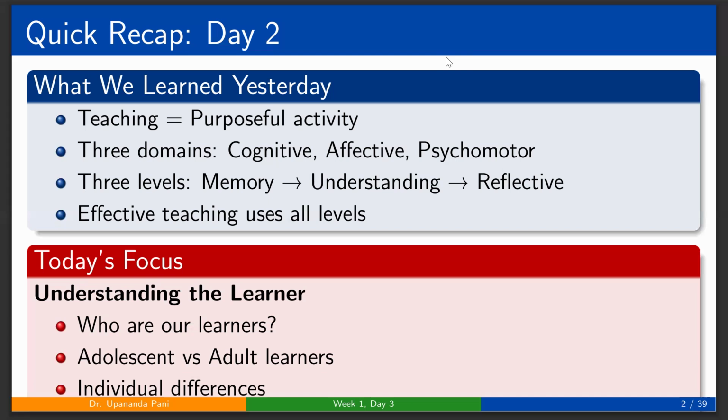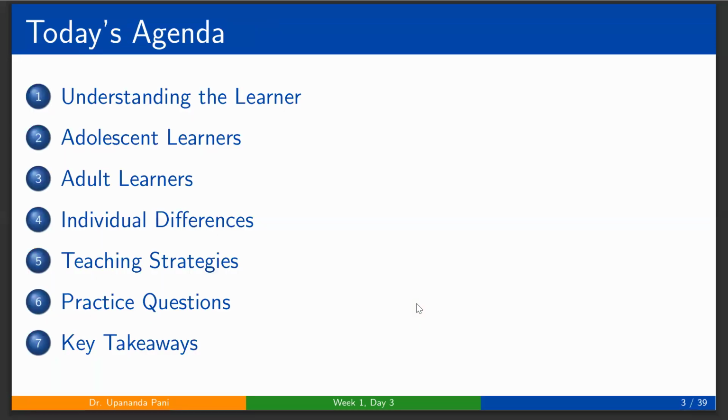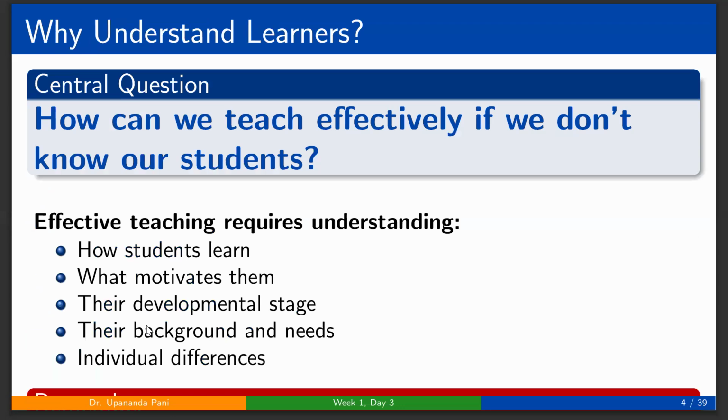Now the question is, who are our learners? Adolescent versus adult learners. What are the individual difference among the learners? This is very important. So this is our today's agenda, to understand the learner, then adolescent learners and adult learners, individual differences, and what should be the teaching strategies, and some of the practice questions and key takeaways.